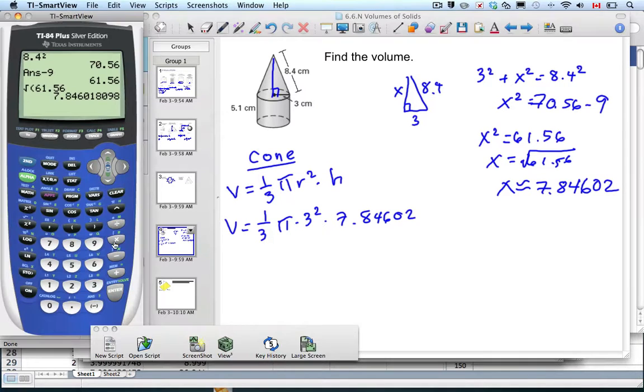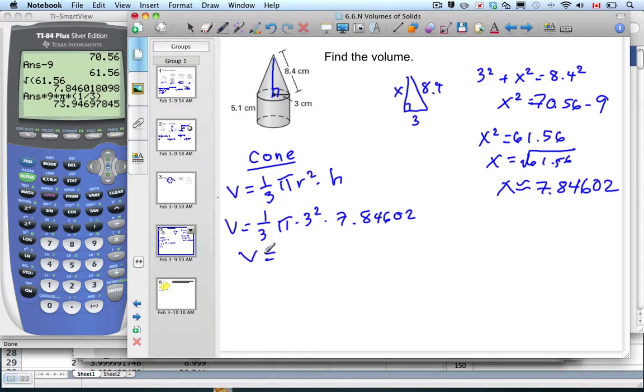All right, and now we can just type this in. We can multiply this by 9 times pi times 1/3. I like how you put that in parentheses because the calculator doesn't always know what it's talking about. Gotta be smart with the calculator. Exactly. So the volume is 73.9, and this is centimeters cubed.